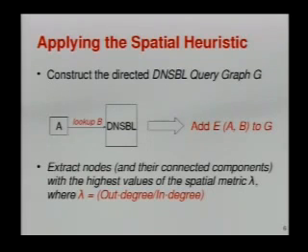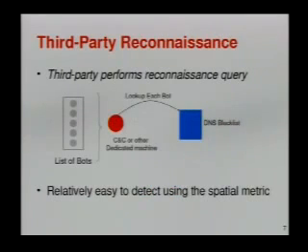So this is just a graphical representation of that. Basically this is the spatial heuristic we're applying. For every edge where some host A is sending a lookup for B to the DNSBL, we're adding an edge to this query graph, and then we're extracting nodes that have a high out degree to in degree ratio and looking to see what we find.